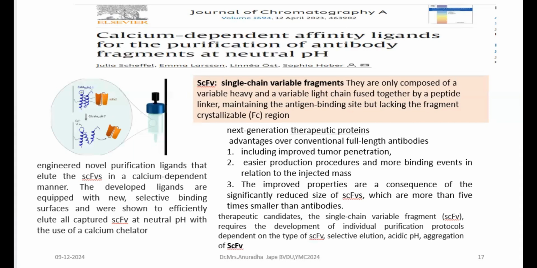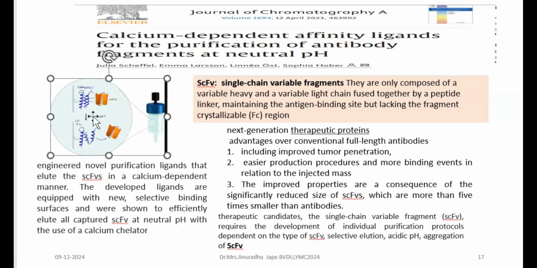But many a times it is observed that it requires acidic pH, and that acidic pH is going to have an effect on the proteinic nature of this antibody fragment, and aggregation of SCFV occurs, and the whole purpose of purification is compromised. So an advancement in the process is the use of calcium for better removal of this SCFV. For example, purification of the SCFVs is done in a calcium dependent manner. So they have developed specific ligands which are equipped with new and selective binding surfaces, in which calcium ions are used. So just with the change of pH, right?